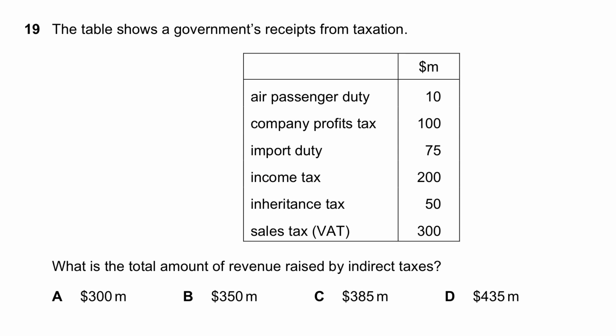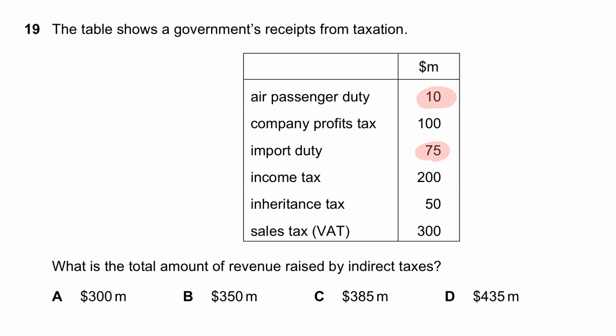Question 19 says the table shows the government's revenue received from taxation. What is the total amount of revenue raised by indirect taxes? So let's quickly see which of these are indirect taxes. A, passenger duty is definitely an indirect tax. Company profit tax is actually an income tax. It's an income tax on profit. So that won't be included as an indirect tax. In fact, that's a direct tax.